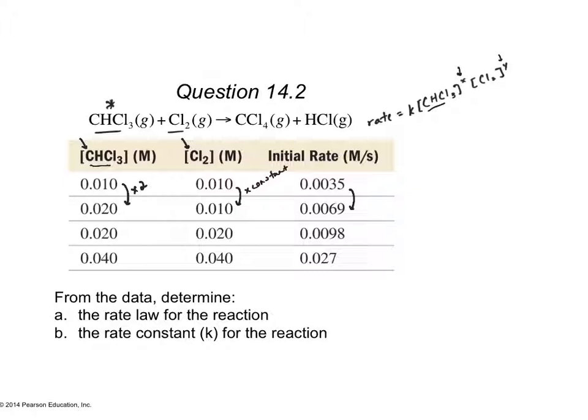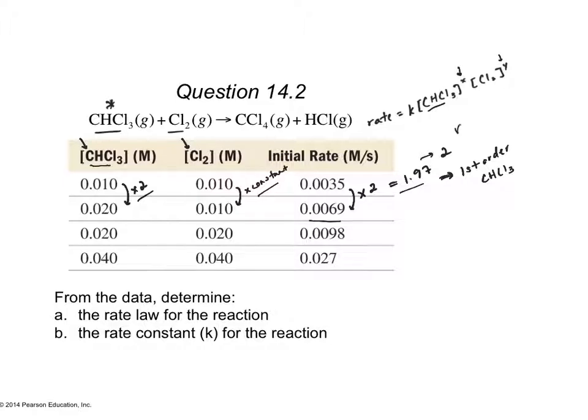So if we take 0.0069 and divide by 0.0035, we find that that is pretty much a doubling. 0.0069 divided by 0.0035 is actually 1.97, which you can round up to 2. Okay, so from experiment number 1 to experiment number 2, we have doubled the concentration of CHCl3, we have held Cl2 constant, and we've seen a doubling of the rate. So a doubling of concentration leads to a doubling of the rate. This is going to be first order with respect to CHCl3, okay? So that's number 1.